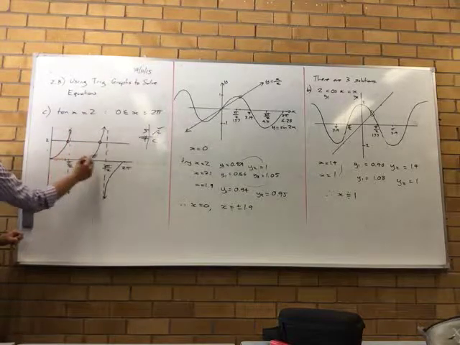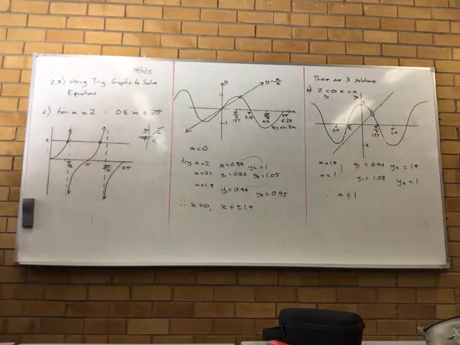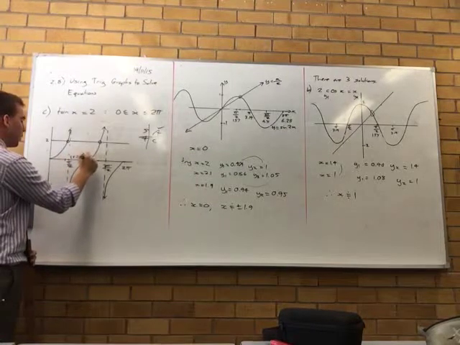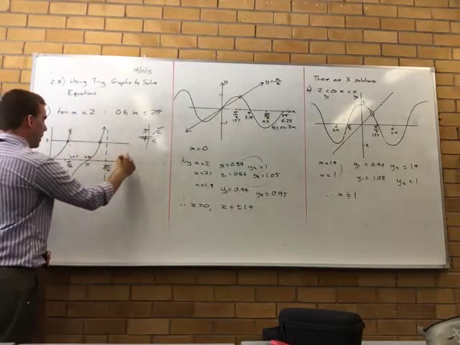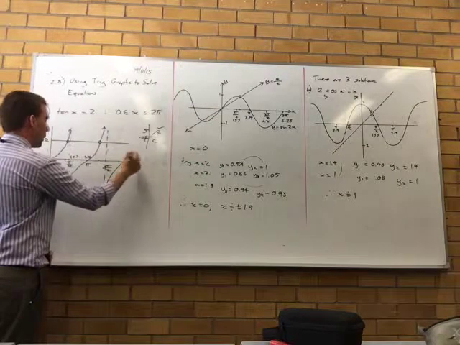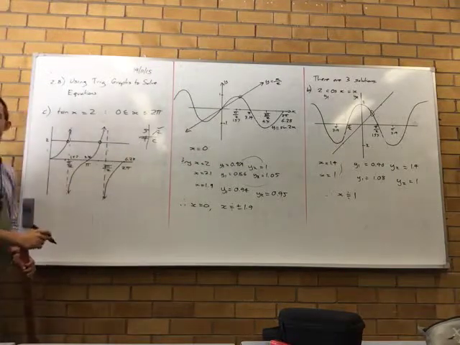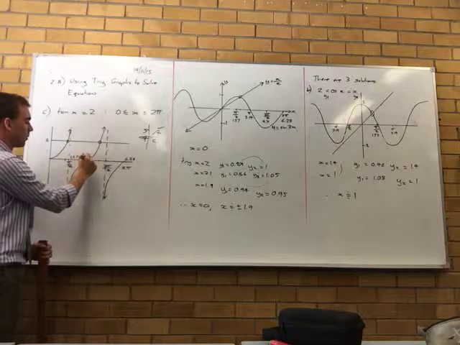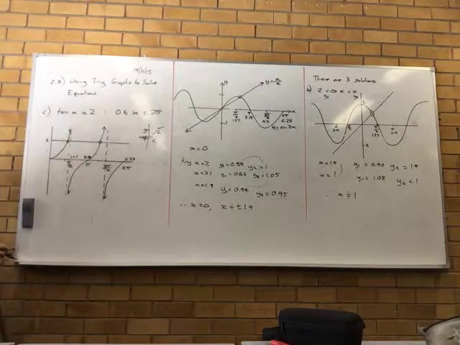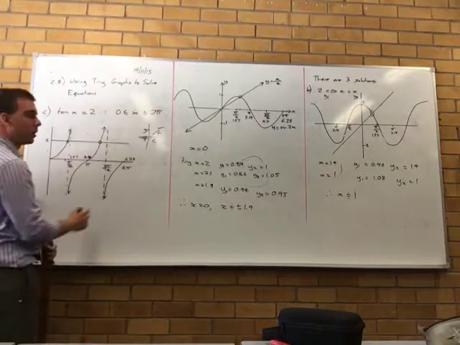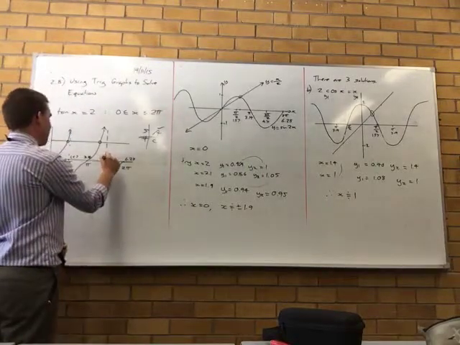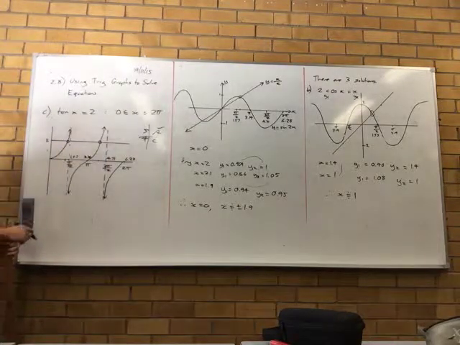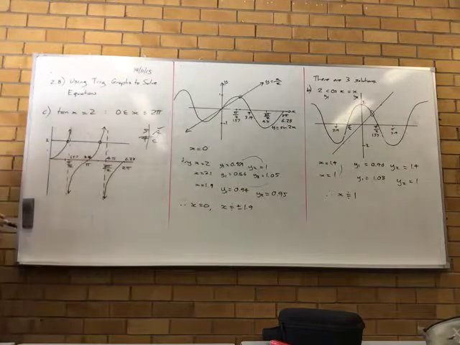Alright, so we need to estimate these two x values using what we've got already. So pi on 2 is 1.57, pi is 3.14, 2 pi is 6.28, and I've forgotten what 3 pi on 2 was. It was 4.71. Alright, so I know that's a solution close to 1.57, and I know this is a solution close to 4.71.